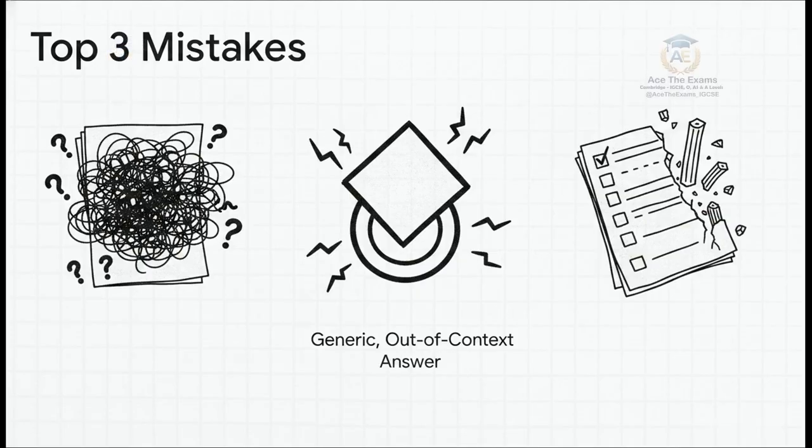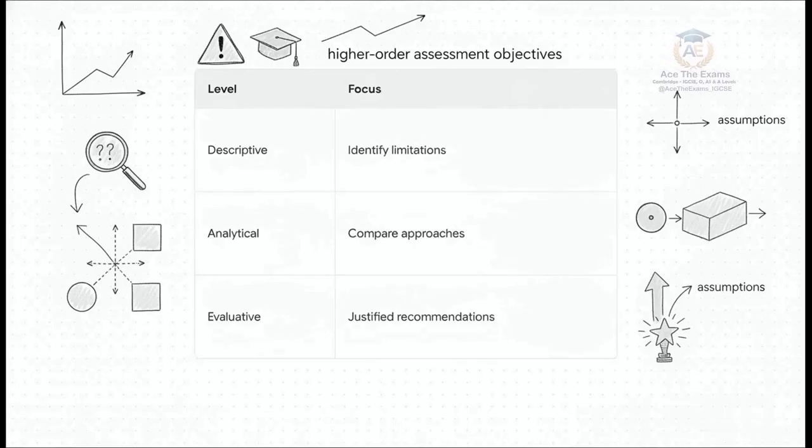Cambridge wants to see you apply equilibrium principles to their specific scenario, not just regurgitate some generic one you memorized from a textbook. To dodge those warnings and actually hit those higher-order assessment objectives, your answers have to evolve. If we look at a basic descriptive approach, it really only identifies limitations and assumptions. An analytical approach steps it up a notch by comparing alternative methods. But that highest tier, the evaluative level, involves making solid, justified recommendations based on the quality of the evidence. When you are resolving forces, communicating your awareness of assumptions, like treating a massive physical object as just a simple particle, literally elevates the quality of your entire response.